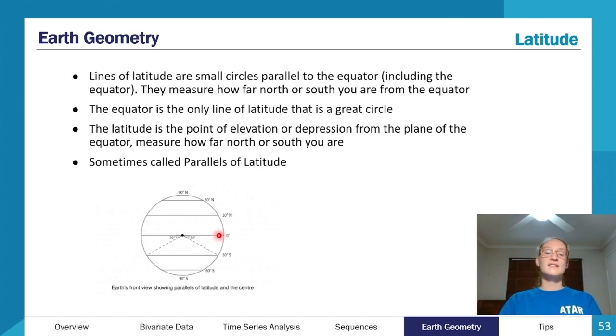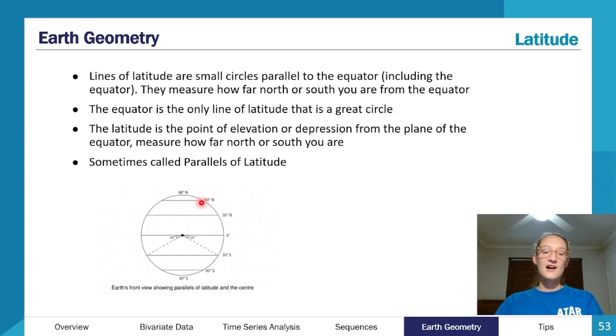So you can start to see how we use our circles, or our lines, or our parallels of latitude to get those coordinate points. If I had a point here on the Earth at 0 degrees latitude, it's on the equator. Whereas if I have a point down here, we measure that as 30 degrees south, because our angle of depression is 30 degrees. So it's 30 degrees south of the equator.